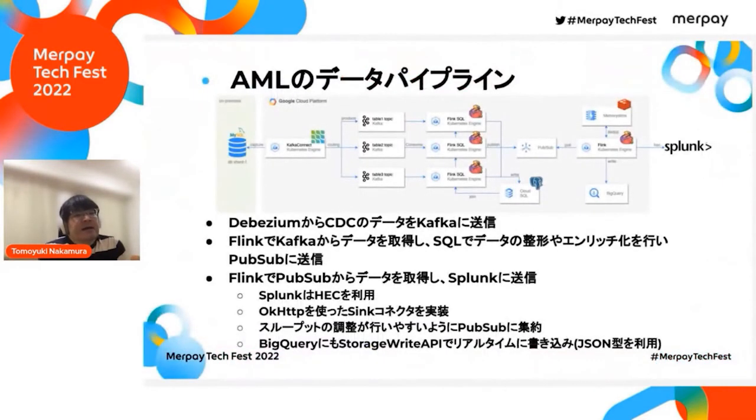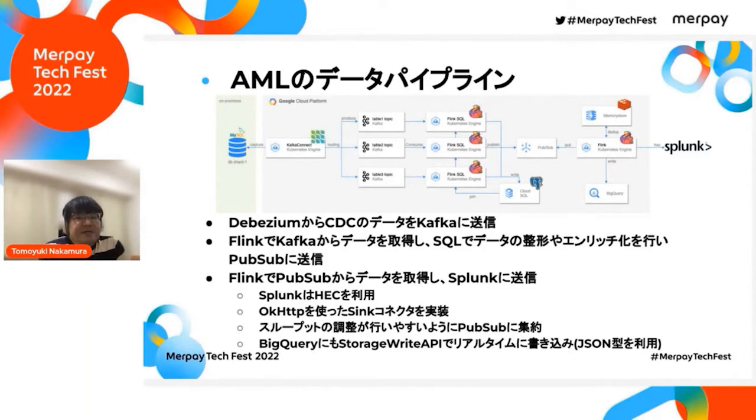Merpay still has a MySQL server running in an on-premise environment, to which you can connect from a specific node pool on GKE. Using this node pool, GKE connects to the MySQL server with Debezium and sends CDC data to Kafka. Kafka uses Confluent Cloud, but we have built a dedicated cluster on GCP and set up VPC peering with the GKE cluster, so that we can send data without going out to the public internet.